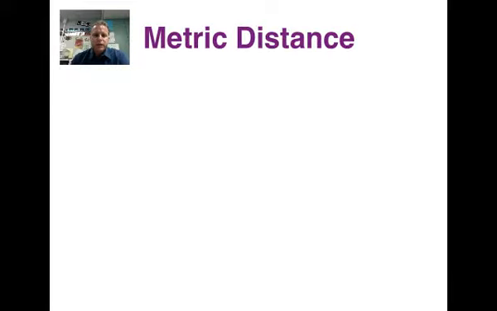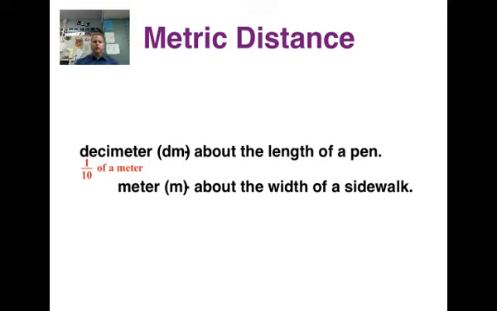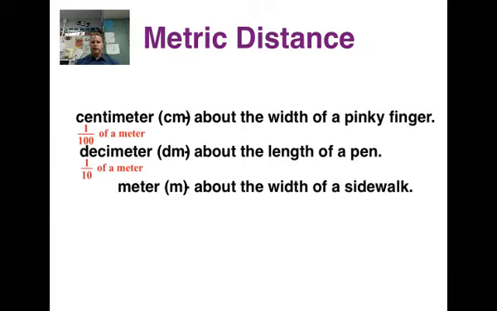Metric distance. The base unit for distance is the meter. It's a little longer than a yard, and it's about the width of a sidewalk. If you take a meter and cut it up into 10 parts, you have the decimeter, which is DM for short, and it's 1/10 of a meter, and that's about the length of a pin. I actually think that's a little bit long, but it's close enough. You have your centimeter, which is 1/100th of a meter, and that's about the width of your pinky finger, so right about there.